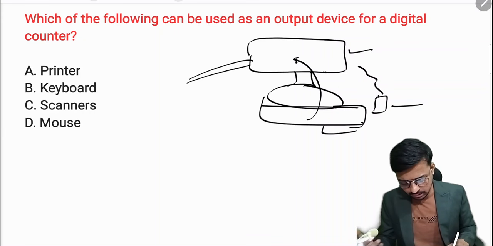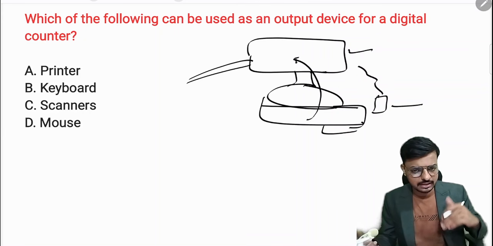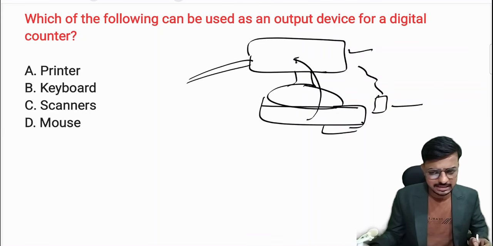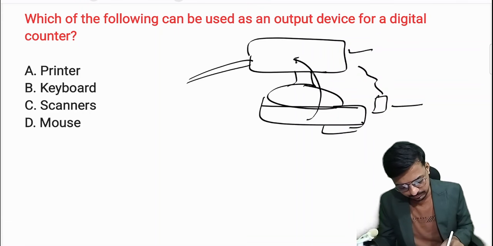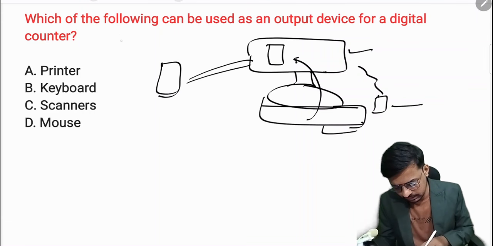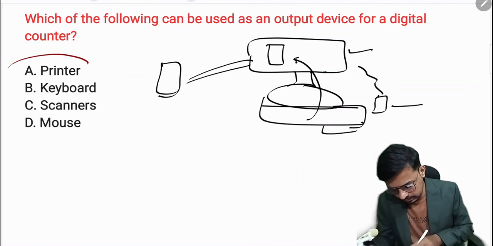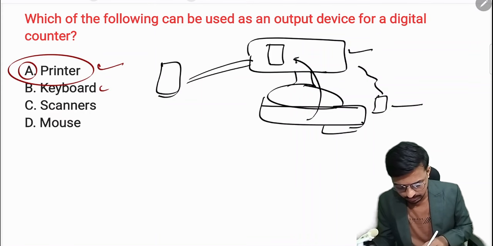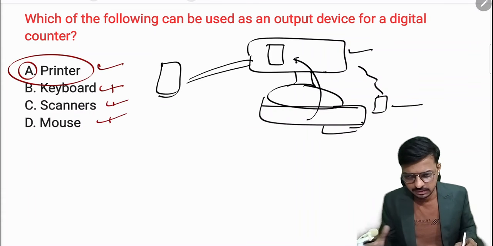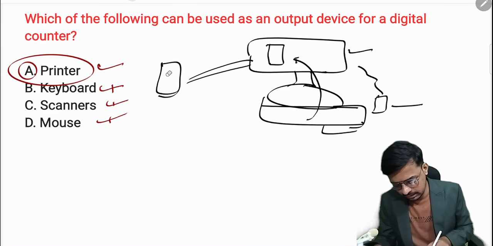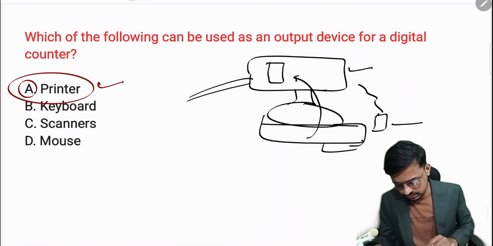We use the scanner to scan something and put it inside the computer, so the scanner is also an input device. But the printer, after the page comes, we take a print and take it out, so the printer is the output device. So the correct answer is the printer. You had the same options in the exam. Hope it is clear to everyone of you, right? So the next question is here.